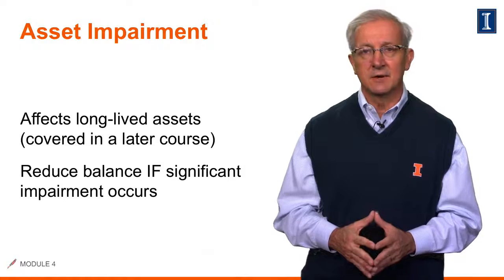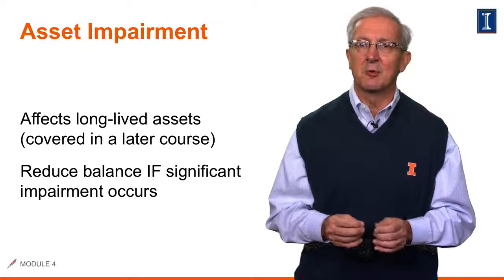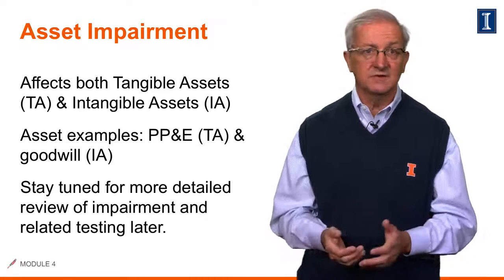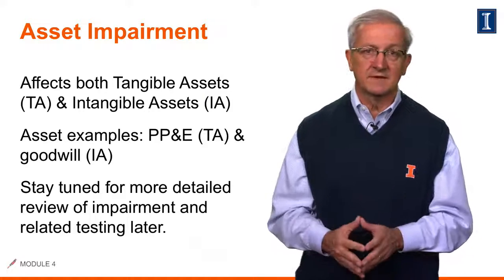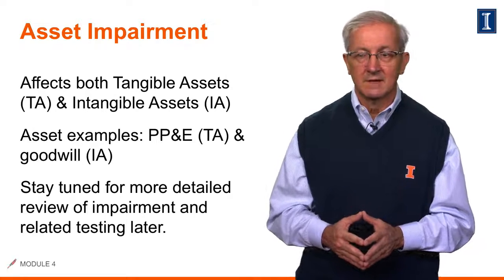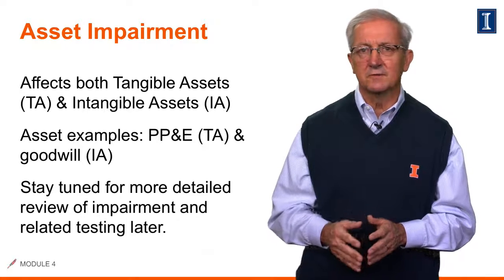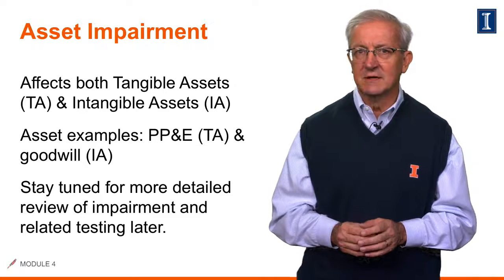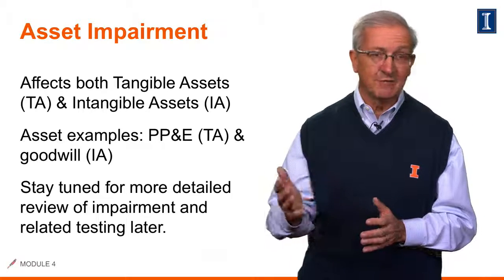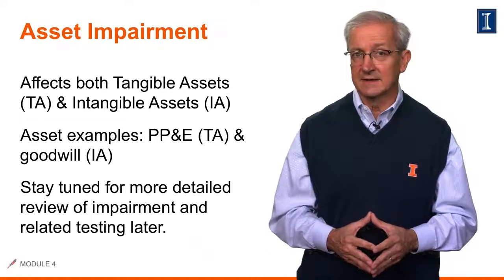So now we move on to asset impairment. It's basically when any long-lived asset should be reduced if there's been a significant impairment of value. So impairment affects both tangible assets, things we can touch, and intangible assets. The tangible assets are buildings and equipment, more commonly known as PP&E, property, plant, and equipment. The intangible assets are things like goodwill. While we're going to discuss this later in the course, please note that this is the only asset on your balance sheet that occurs only when you purchase another company. This is a very interesting but challenging topic. Stay tuned for a much more detailed review of impairment and its related annual testing later in this course.